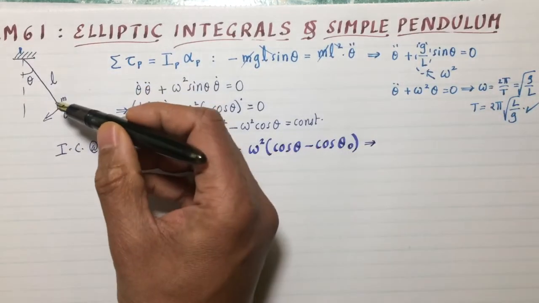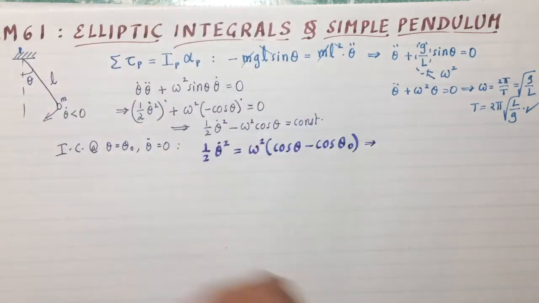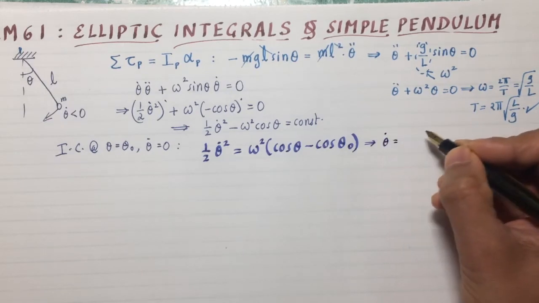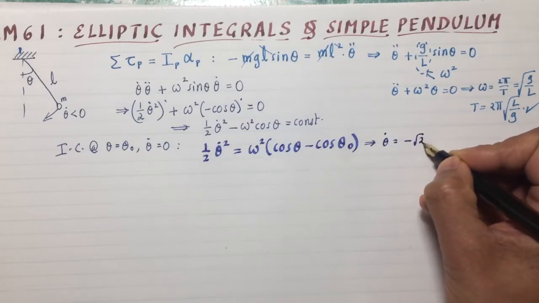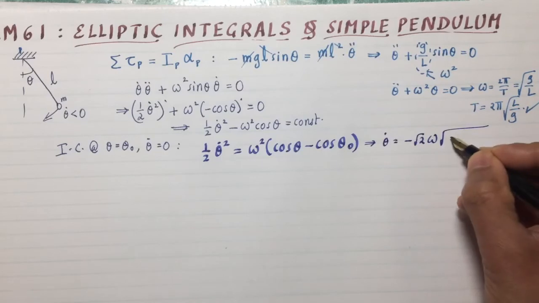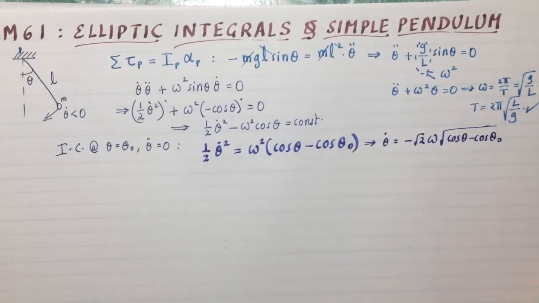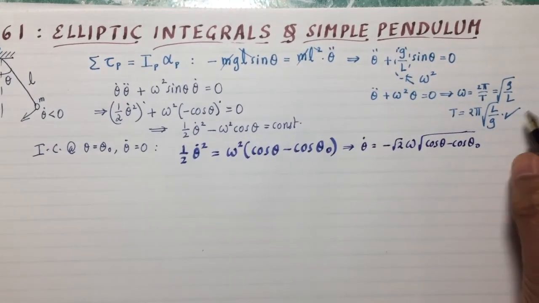Now because the pendulum has been drawn like this, I take the negative solution since it's going to decrease the angle. So the theta dot is in fact less than 0. So I get theta dot is equal to negative square root of 2 omega squared times cosine theta minus cosine theta naught. Now theta dot itself is d theta over dt.